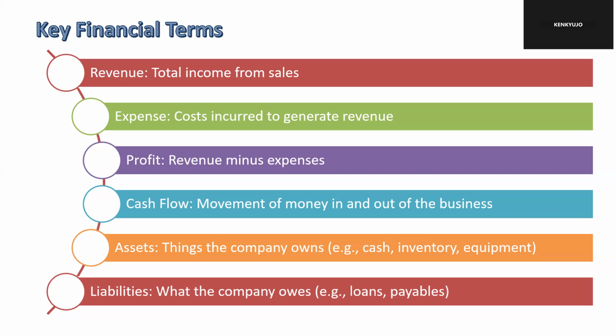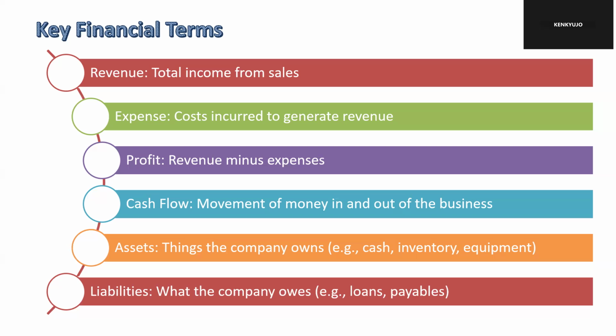Fourth terminology, cash flow: movement of money in and out of the business. When an organization conducts business, it has to send money out, and then it has to take money in. Money out and money in is the major function. Cash flow means how smoothly money goes out and returns to the organization. That circle we call cash flow.